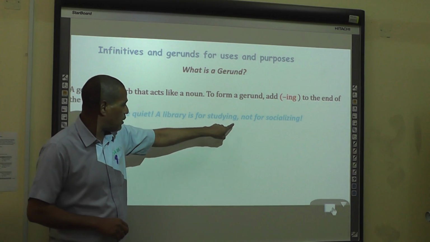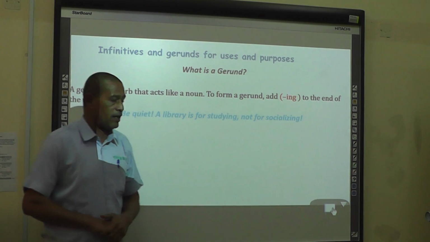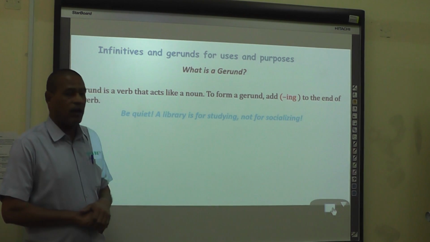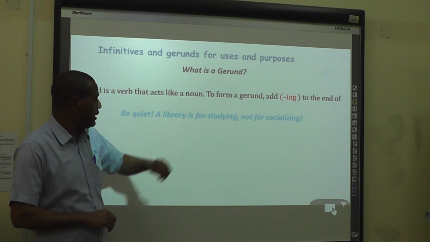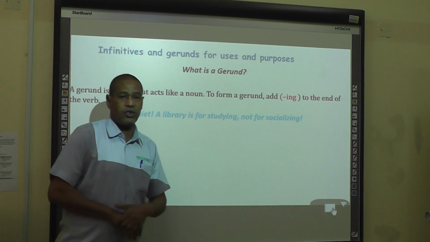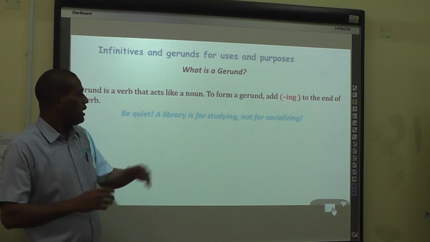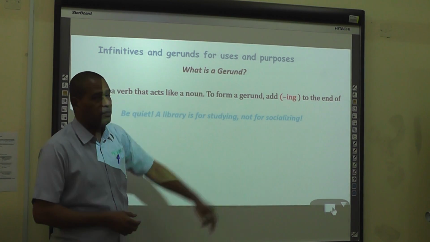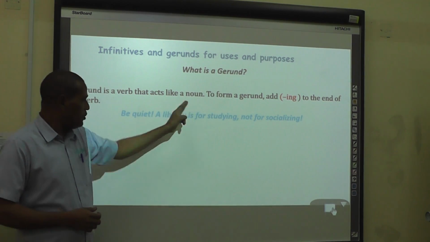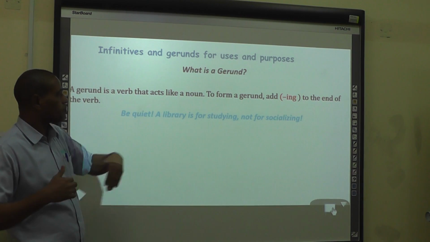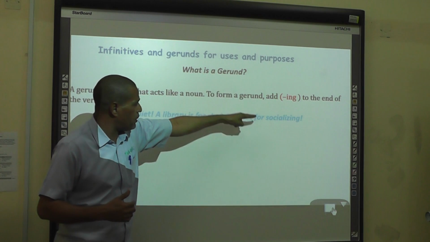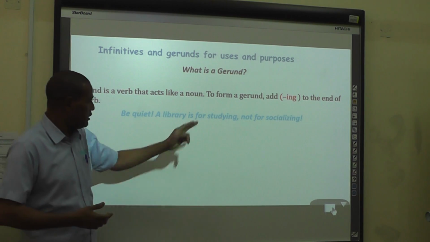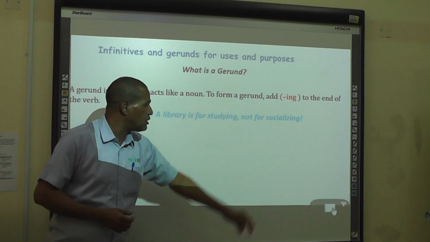So if you look at these two words, studying and socializing, if you drop the ing, you will come out only with a verb, which here is study and here is socialize. So we add ing and these two verbs became like a noun. So this is what is meant by gerund. And we use for before it to tell what is the purpose of something. So what is the purpose of the library? What is the library for? It is for studying, not for socializing.